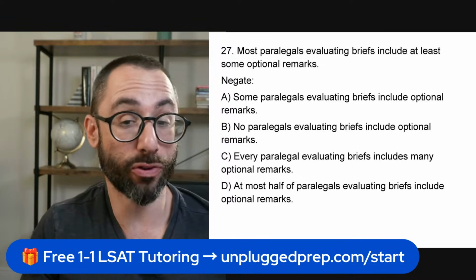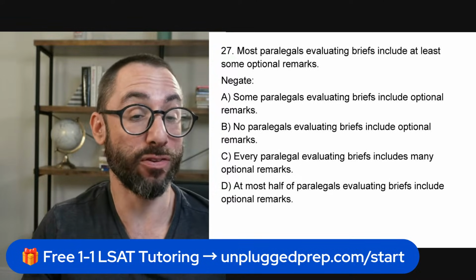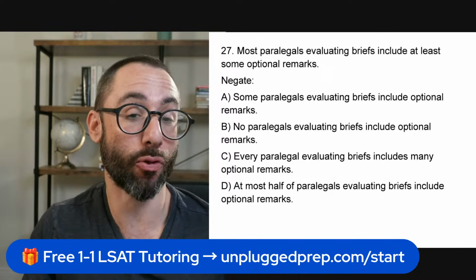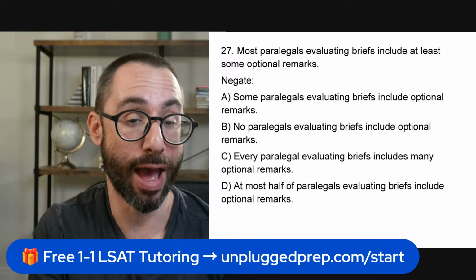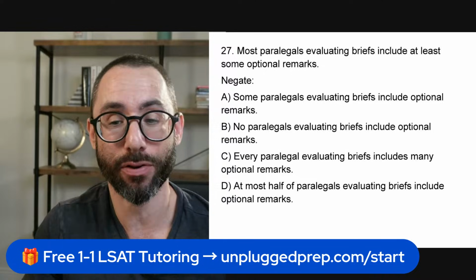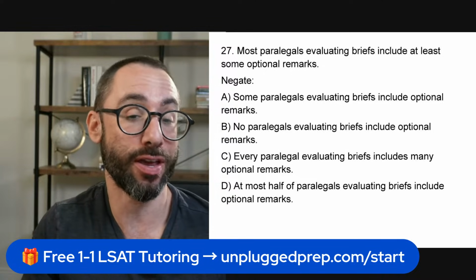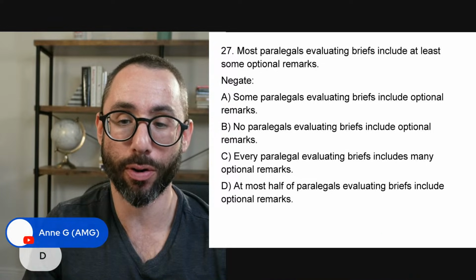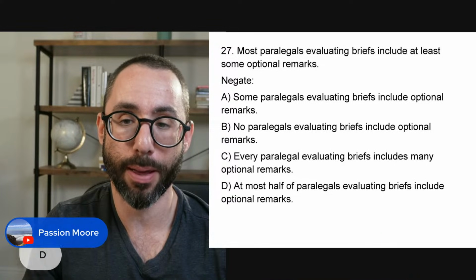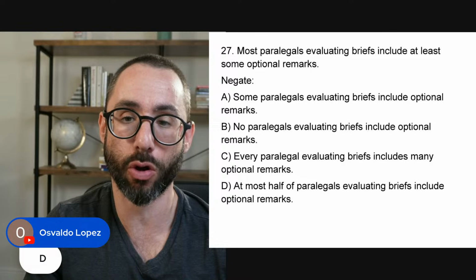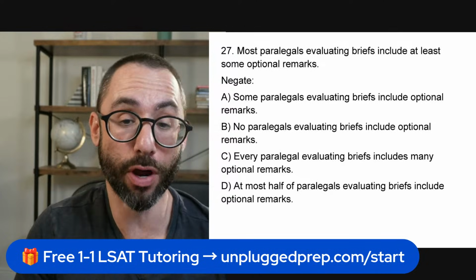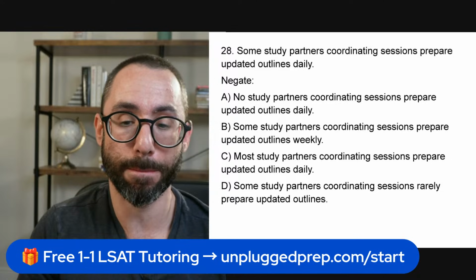Note the word most in the original. Most means majority or more than half. Negation of majority or more than half is not more than half or maximum half, meaning at most half. So of course, D as in Delta is in fact correct. See, a ton of folks got it. Awesome. We got here Anne, KD, Michael, Passion, Luke, Autumn, Osvaldo, Zuli all saying D. D is in fact correct. Well done. On to 28.